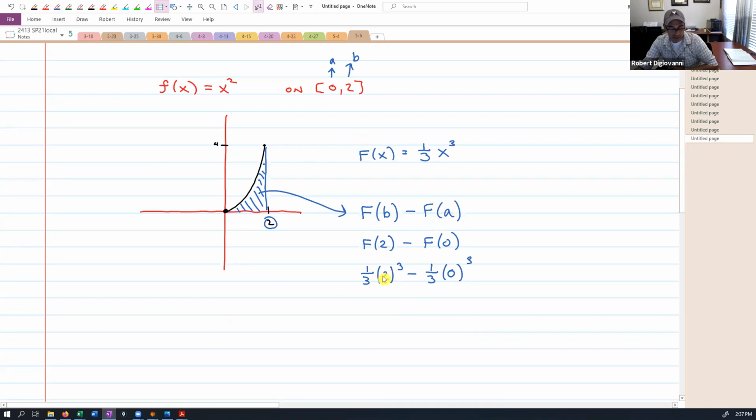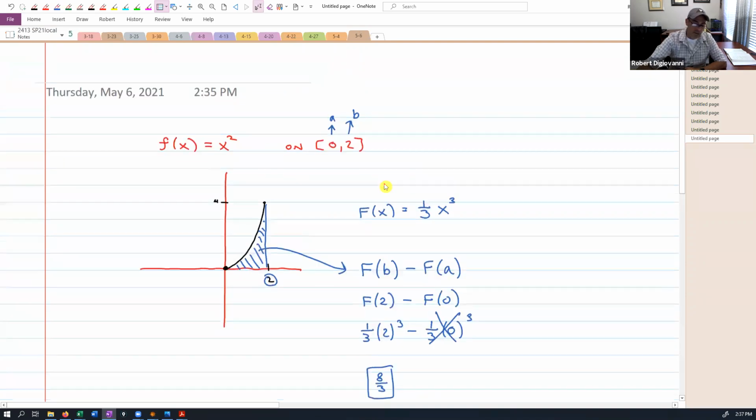And this right here goes away because that's a 0 in there. This is 2 cubed, that's 8, times 1/3, it's 8/3. So I can tell you that the exact area underneath this curve is 8/3.